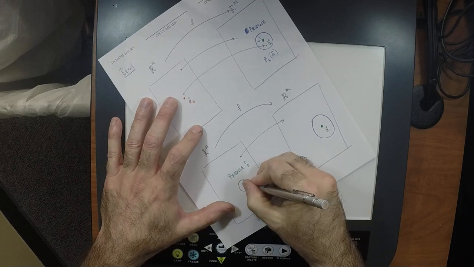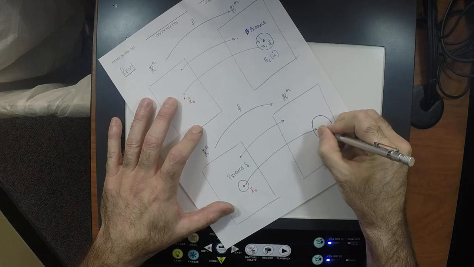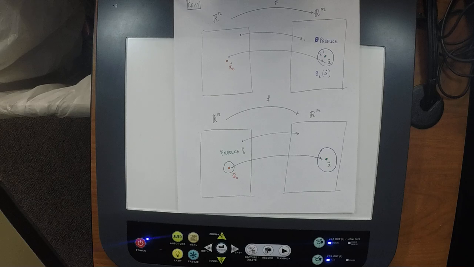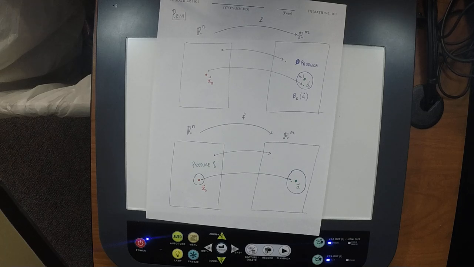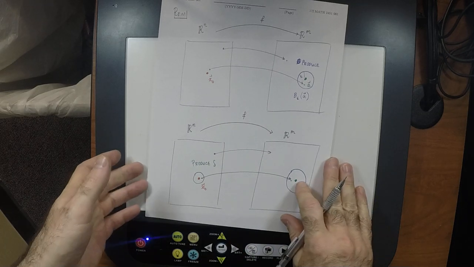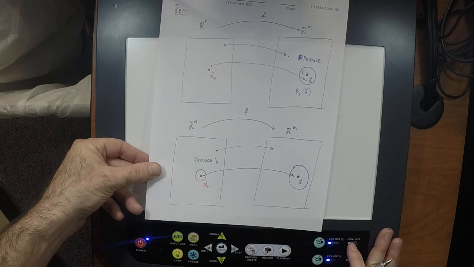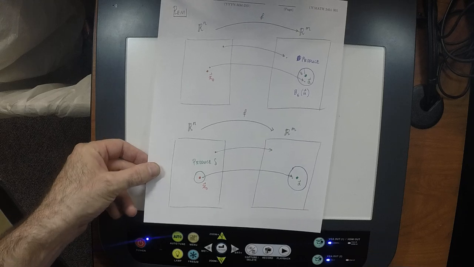But surely, you have no choice. If you start here, you must end there. This is the epsilon delta definition. Okay, in pictures. Okay, any question about this? Any question about it?